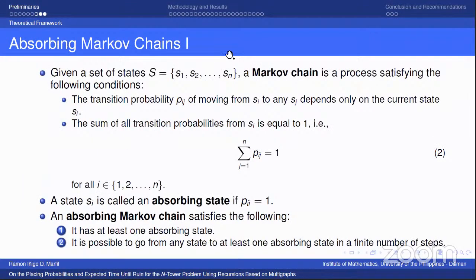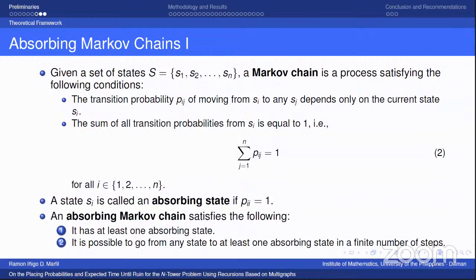Now, we will also need the concept of an absorbing Markov chain. So given a set of states S with states S sub 1 up to S sub n, a Markov chain is a process satisfying the following conditions. The transition probability P sub ij of moving from state i to state j depends only on the current state S sub i. Meaning, sa Markov chains, hindi nagmamatter kung ano yung mga previous steps bago nung current state. So hindi nagmamatter kung anong pinanggalingan niya.